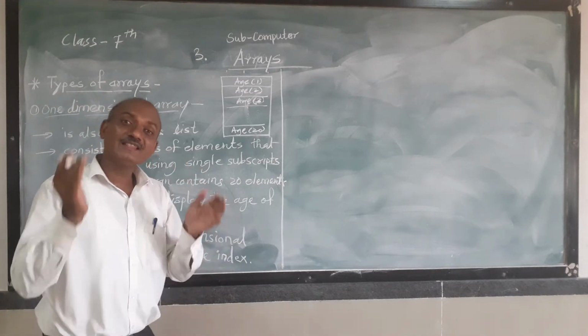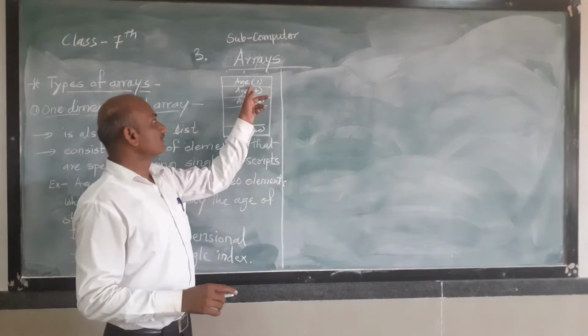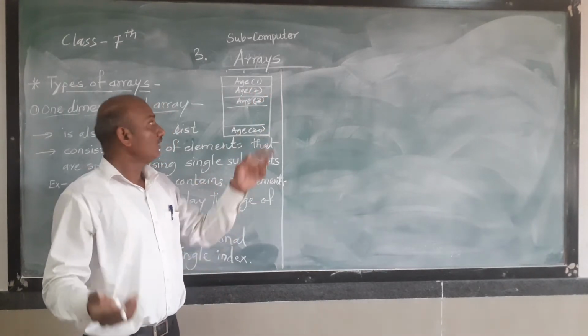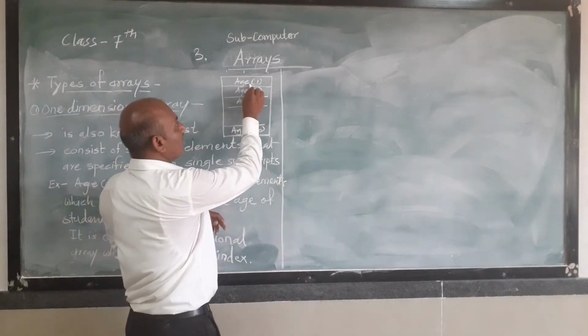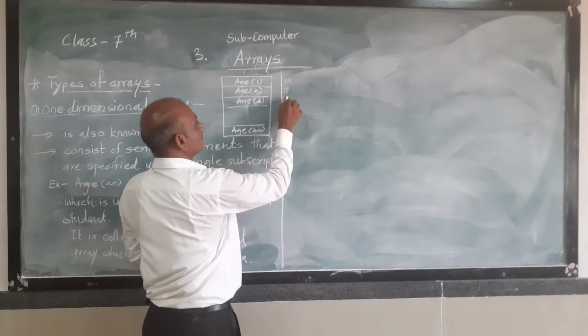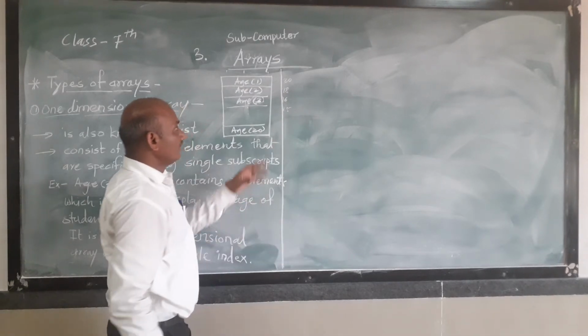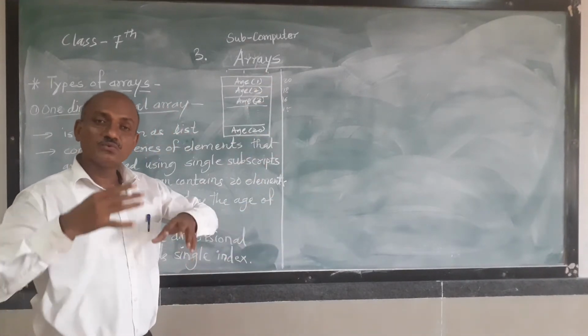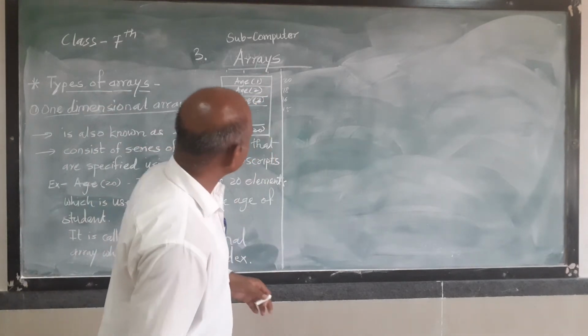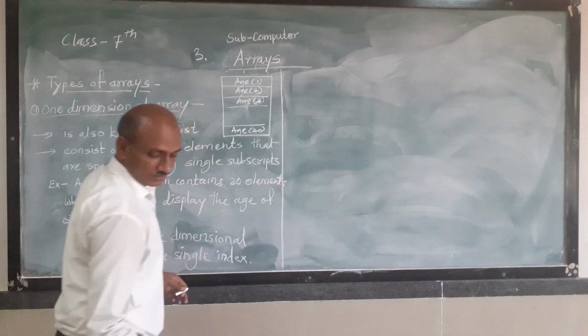And in that subscript, the values or elements are the age values. It means student 1's age is 20, then 18, 16, 15. In this way, we can store the ages in the different subscripts.